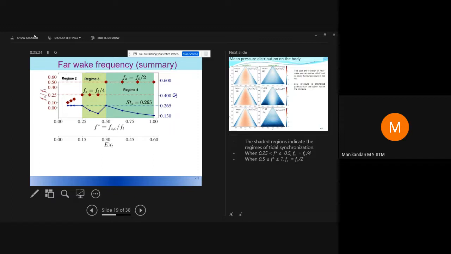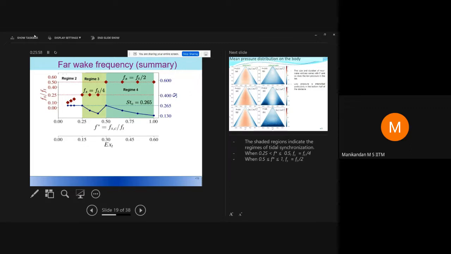So you've got Fs over Ft here as a function of, so it's non-dimensional, but let's say that I had a situation where Ft was so and Fs was so, then the actual vortex shedding frequency Fs that we get, Fs by Ft, varies. So in regime 2, it is going towards the subharmonic, which is Ft over 4, and then it goes to Ft over 2.